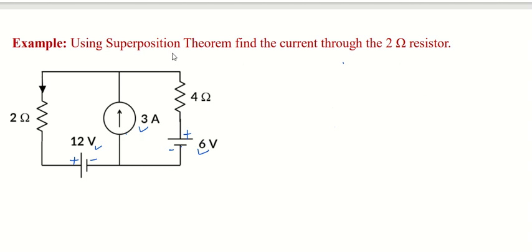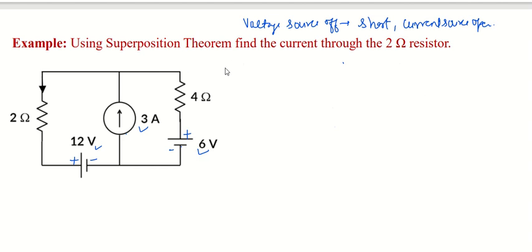So according to superposition theorem, what we need to do, we have to see the effect of one source at a time. So just remember that whenever we are using current source and the voltage source is off, then it will be counted as a short circuit part. Whenever we are taking voltage source and we need to off the current source, the current source will be open circuited.